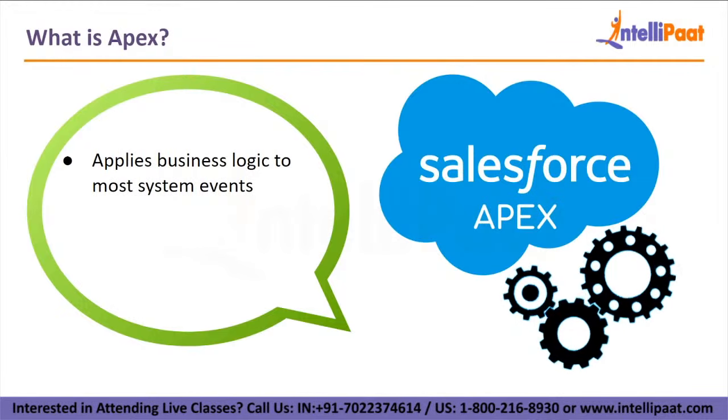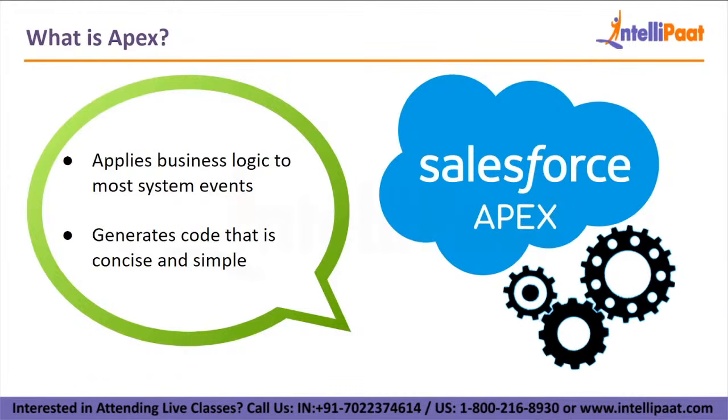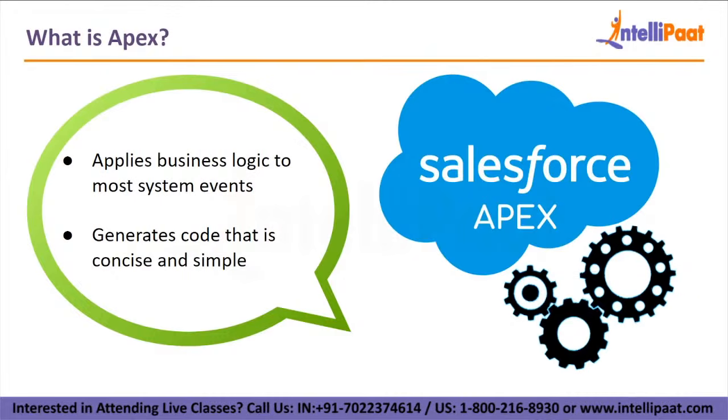Apex allows developers to apply business logic to most system events, including button clicks, related record updates, and Visualforce pages, using syntax that looks like Java and functions like database stored procedures. When Apex introduces new elements, it does so with simple syntax and semantics that encourage efficient Lightning Platform use. As a result, Apex generates code that is both concise and simple to write.